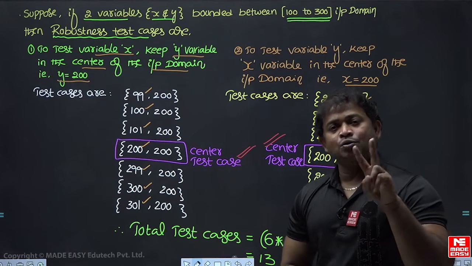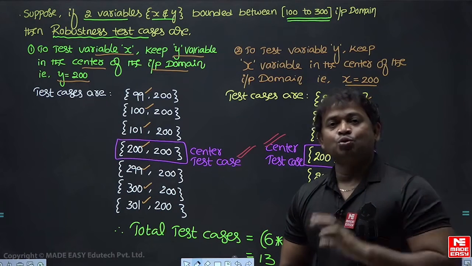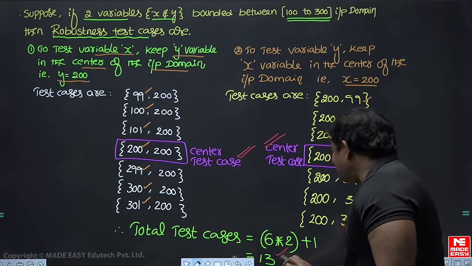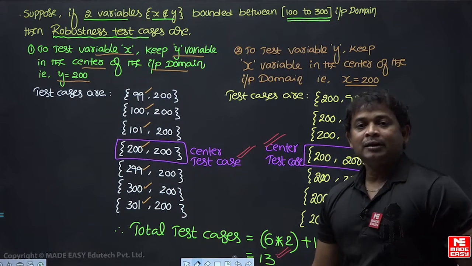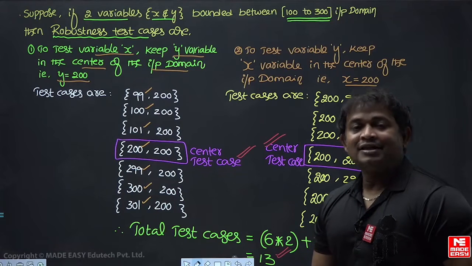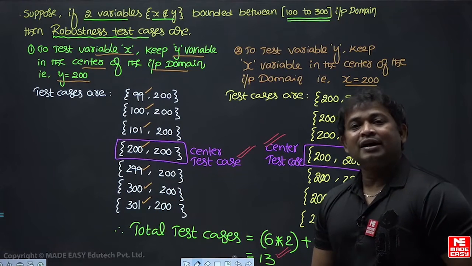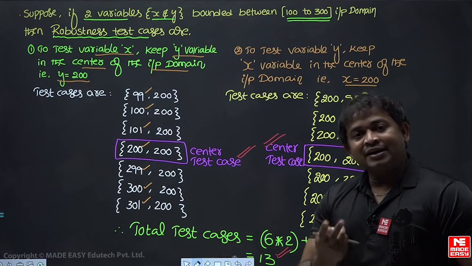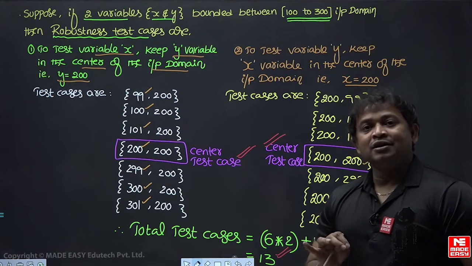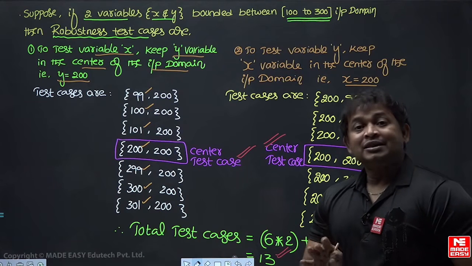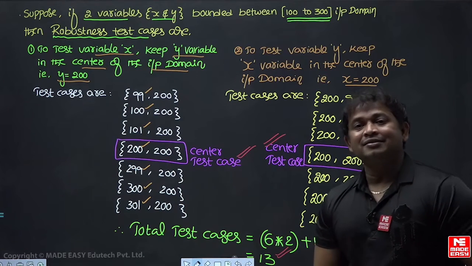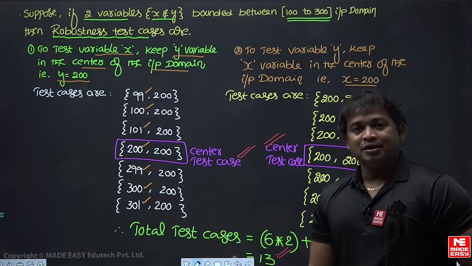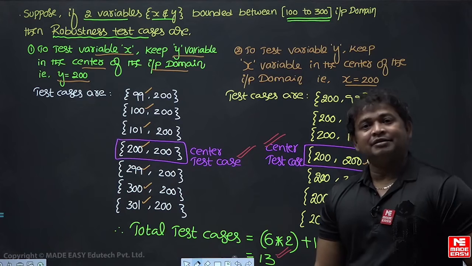Here I took 2 variables. So 6 into 2, 12 plus 1, a total of 13 test cases are generated by using robustness testing. When the program has 2 variables, to conduct testing by using robustness testing, 13 test cases are generated. The center test case is common, and the remaining test cases are different.